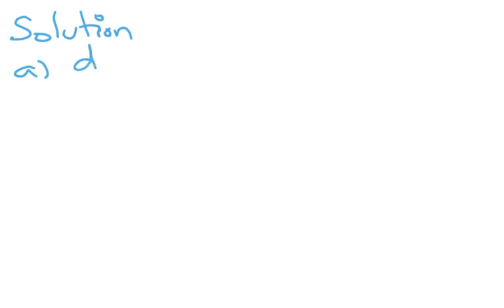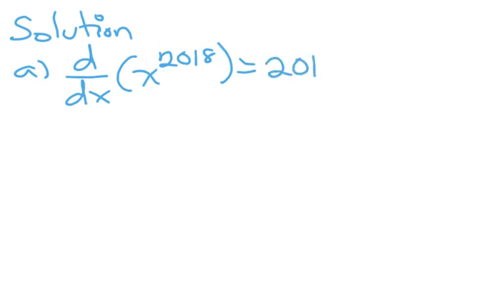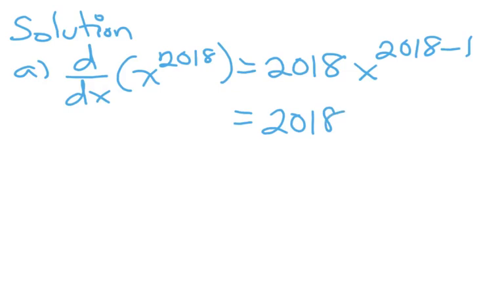So for a, we're taking the derivative of x to the 2018. So our constant multiple rule says that this exponent goes here, and then we take x and we subtract 1 from the exponent. So that's 2018 x to the 2017. Fairly straightforward for a derivative.